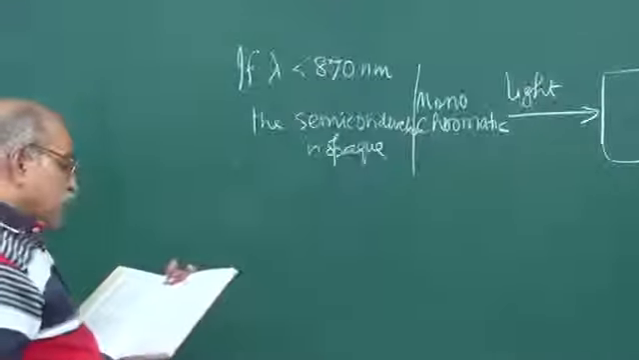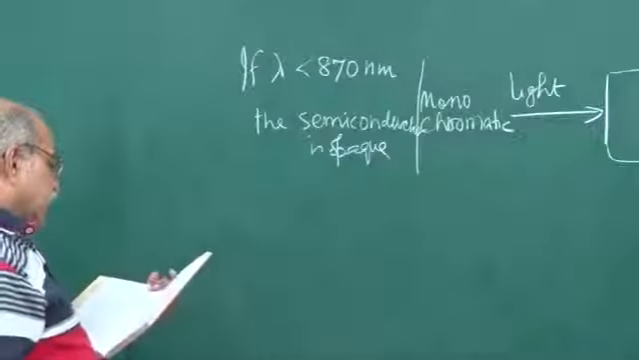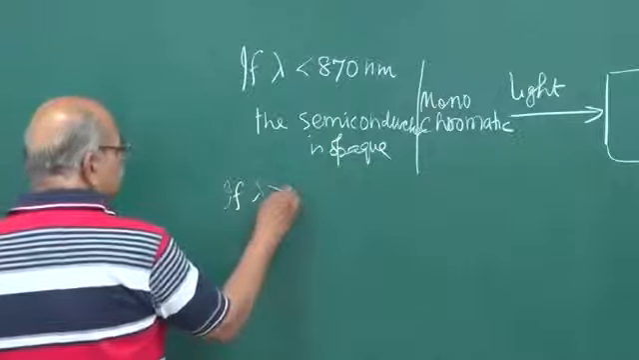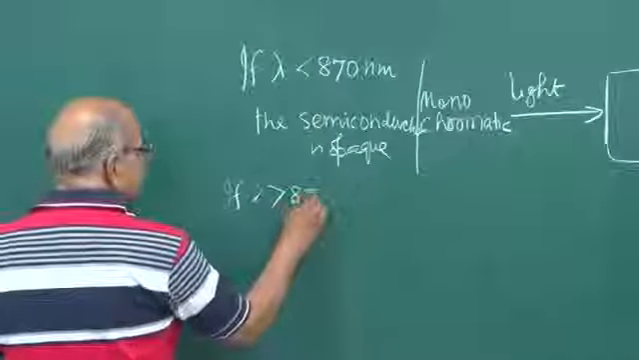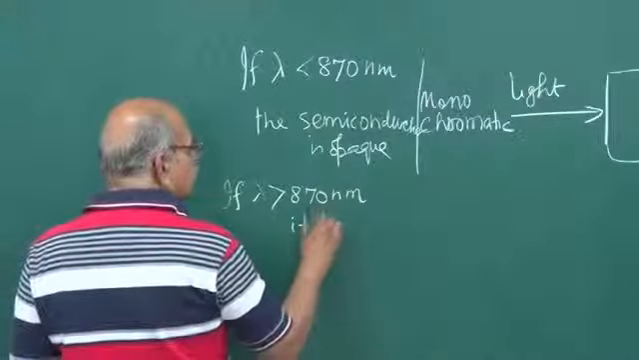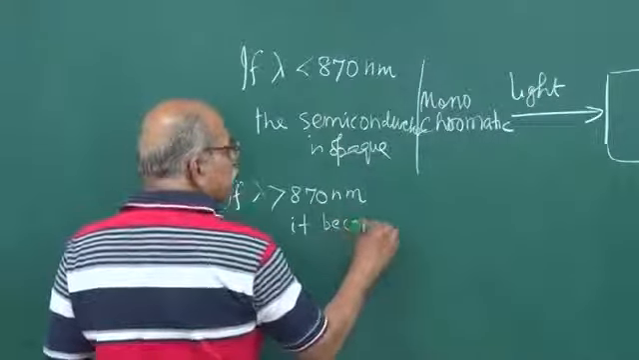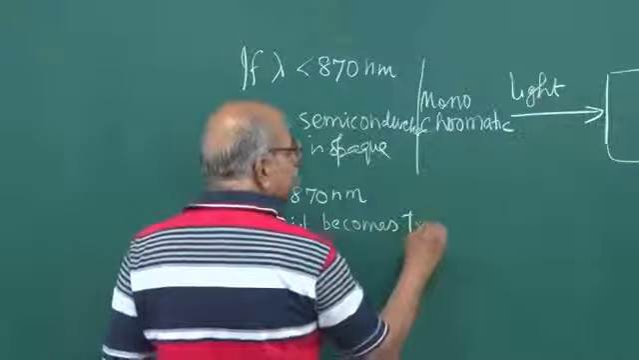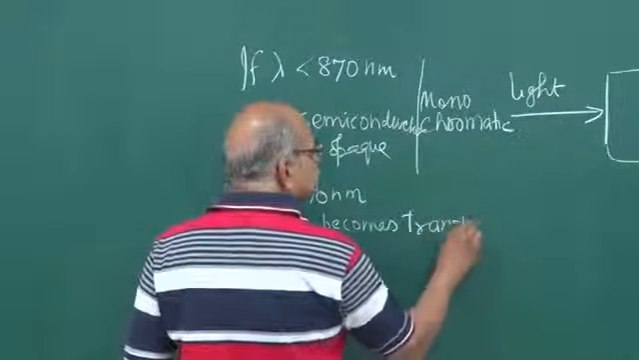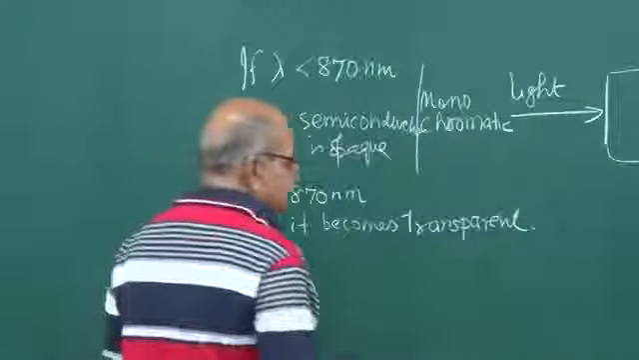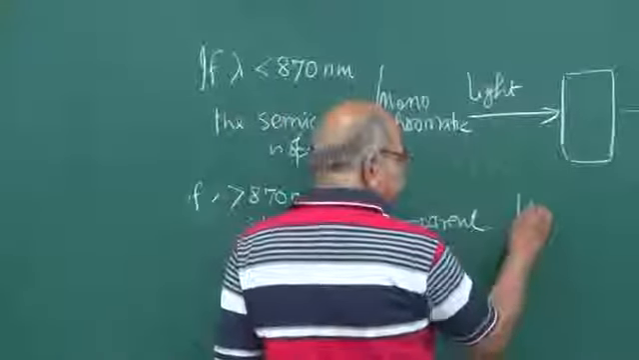but if lambda is more than this, this becomes transparent. So, if lambda is more than 870 nanometers, then it becomes transparent. That means the absorption is very small. And the question is, what is the band gap?